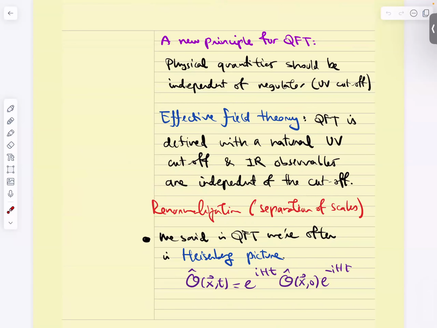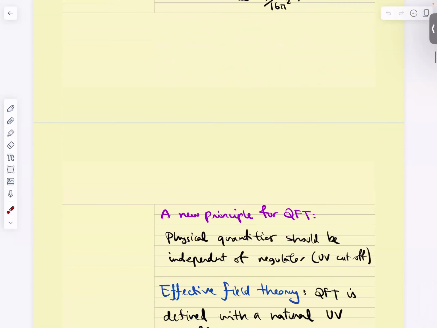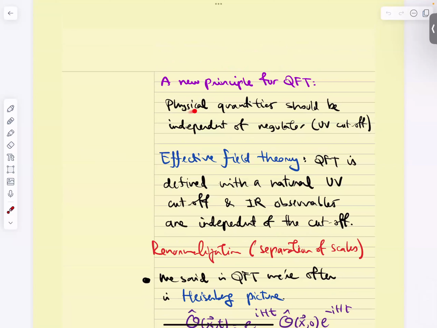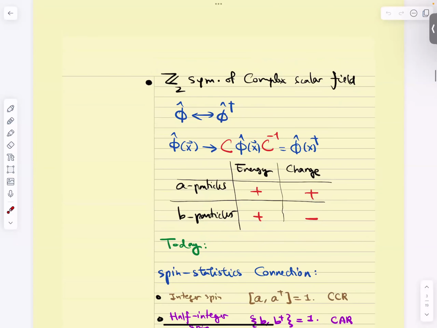We said that there is a new principle for quantum field theory. It says that quantum field theory is always defined using a cutoff regulator, and the physical quantities must be independent of the cutoff regulator. We have theories called effective field theories. These are QFTs defined with a cutoff, and there's a natural UV cutoff, and IR observables are independent of the cutoff.